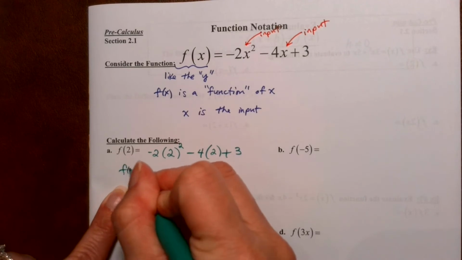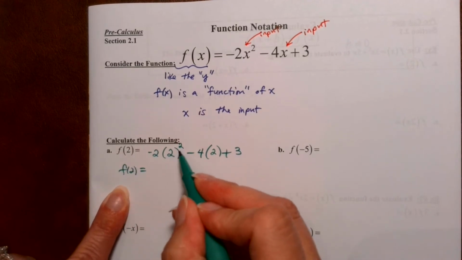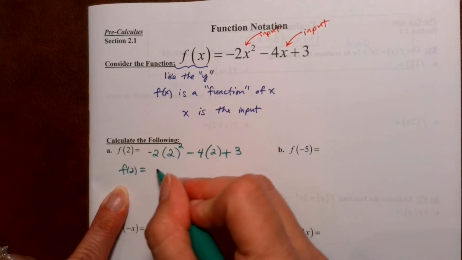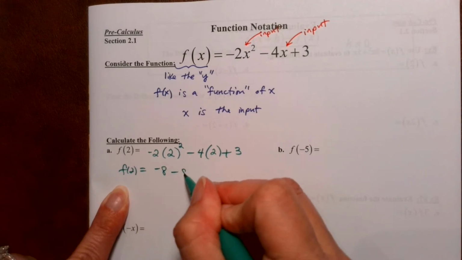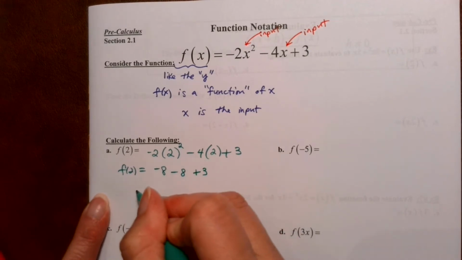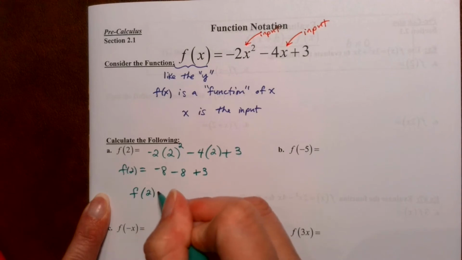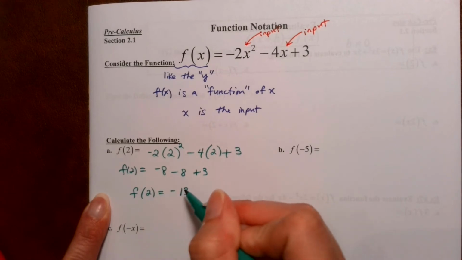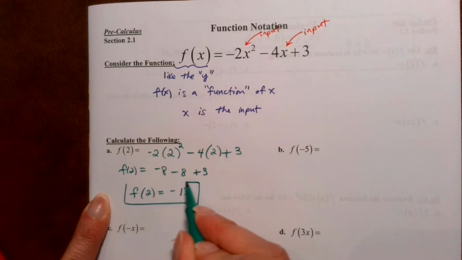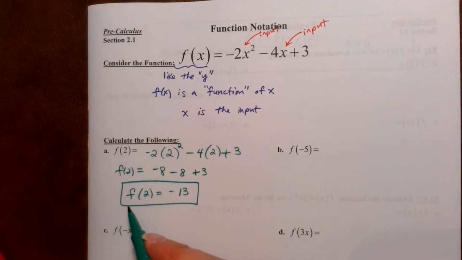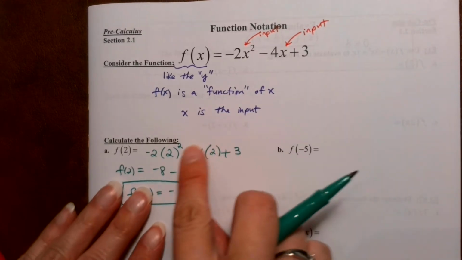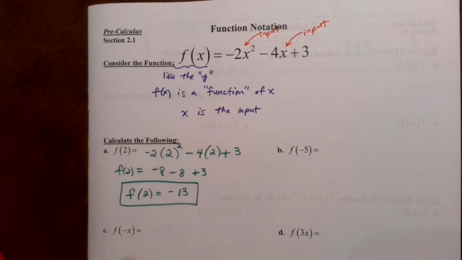Okay, so f of 2 is 2 times 2 is 4, times negative 2 is negative 8, minus 8 plus 3. So f of 2 is equal to negative 13. So what I really need to make sure you do is you say f, the function that you used, of 2, what number did you plug in, and then the answer. Don't just start doing calculations without labeling your work, okay?